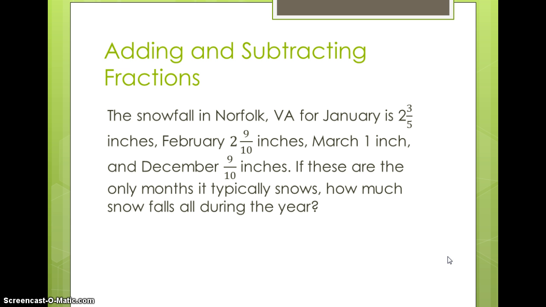All right, here's another one. The snowfall in Norfolk, Virginia for January is 2 3/5 inches. February, 2 9/10 inches. March is 1 inch. And December is 9/10 inches. If these are the only months it typically snows, how much snow falls all during the year? Go ahead and try this one out.